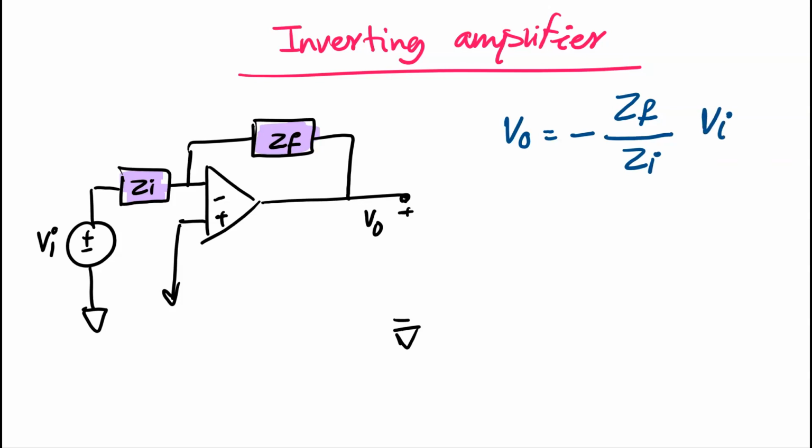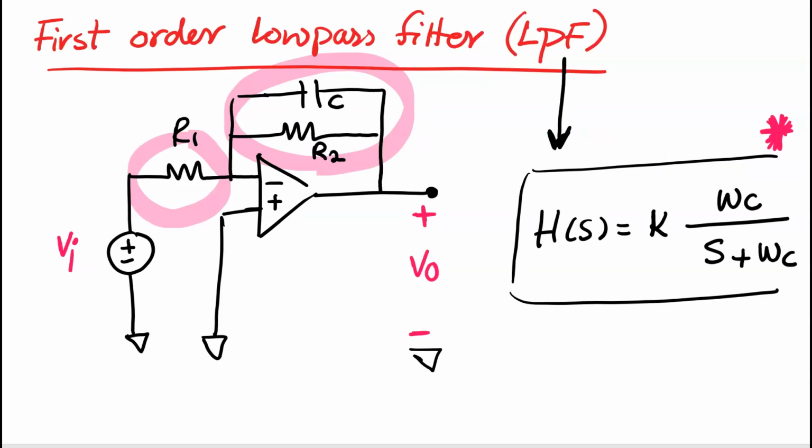So we call this an inverting amplifier because of this negative. And the gain of this amplifier is equal to the ratio between Zf and Zi. So if we choose this ratio to be greater than 1, then it can amplify the input voltage. Now, knowing this equation, we can easily solve the circuit that you saw here. Obviously, in this circuit, my input impedance is R1 and my feedback impedance is R2 in parallel with C.